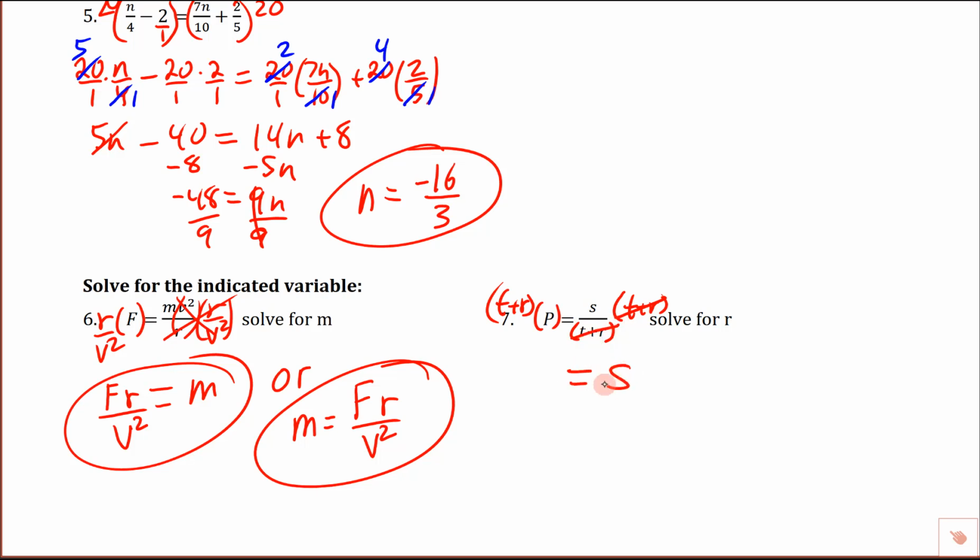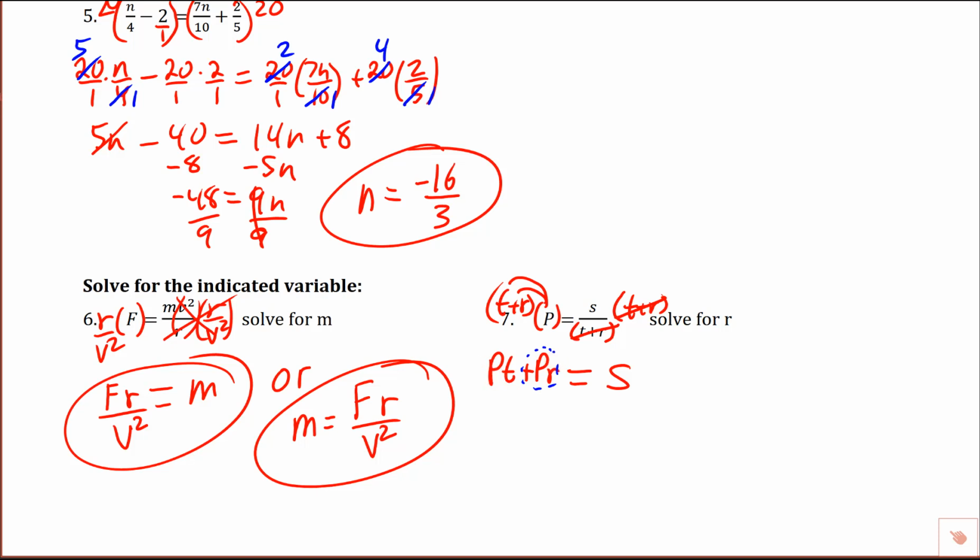So we get an s on this side, and then we're going to distribute through here. So this is going to be a p times lowercase t plus a p times a lowercase r. Now, what we've done here is we've gotten rid of the parentheses. We've got the variable that we're trying to solve for, the r, up where we can work with it, and now this is the variable term. So I'm going to go ahead and put a dotted circle around this right here. We want to start by getting that by itself.